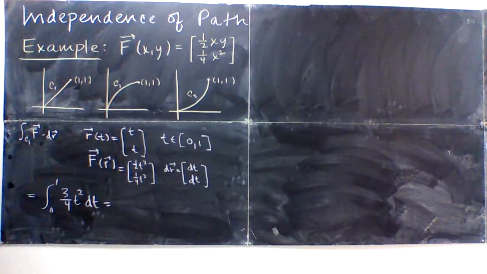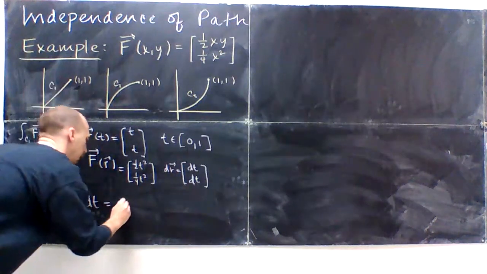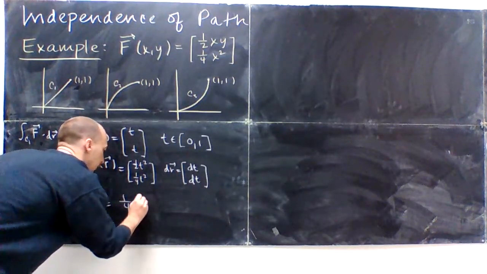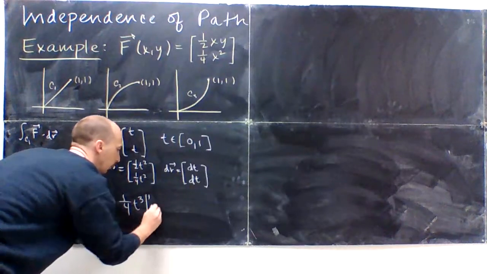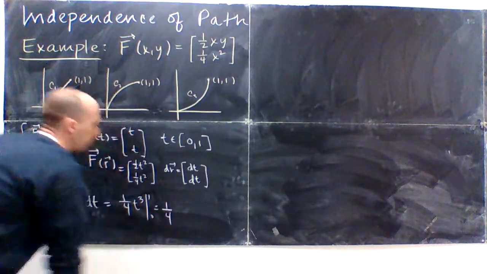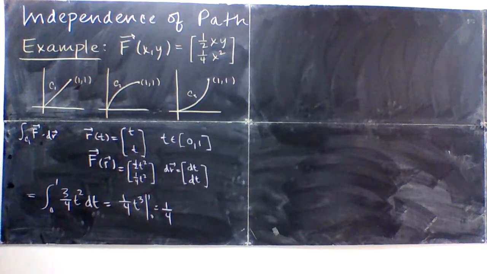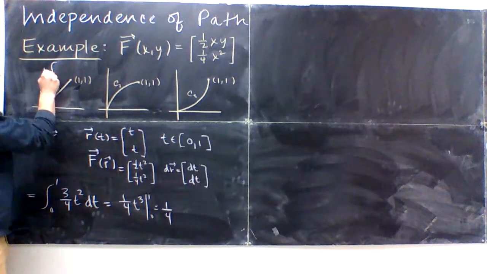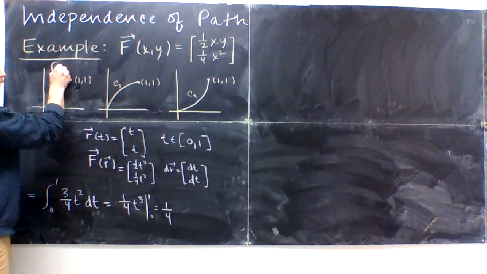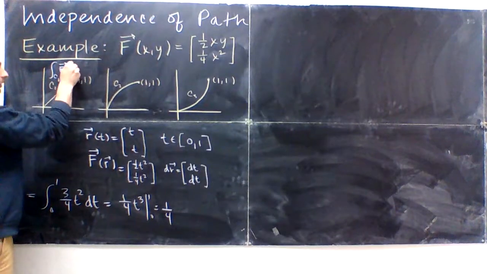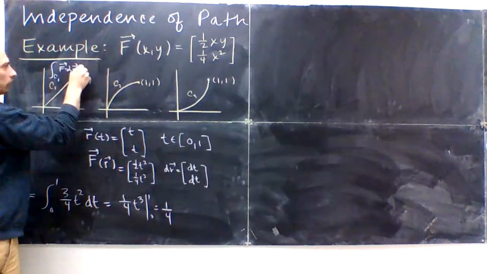Okay, I'm going to anti-differentiate. I'm going to bump out the power by 1 and divide by that 3, and I get 1/4 t to the third as t runs from 0 to 1, which is going to be 1/4. So I'll write up my result here: the integral over C1 of F·dr was equal to 1/4.